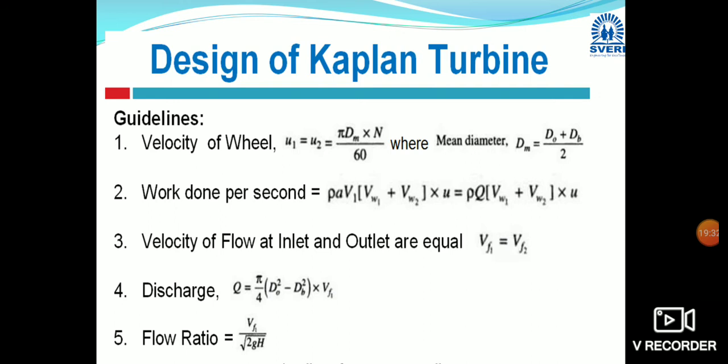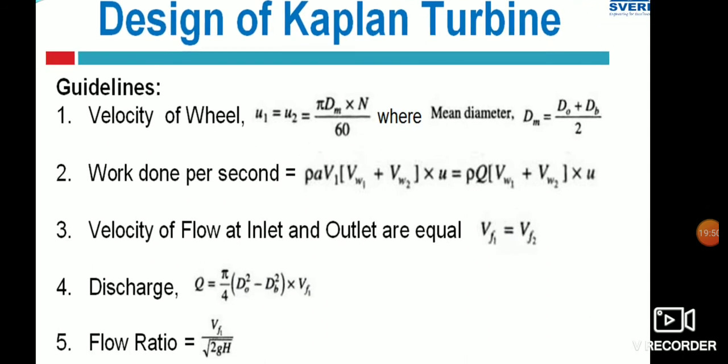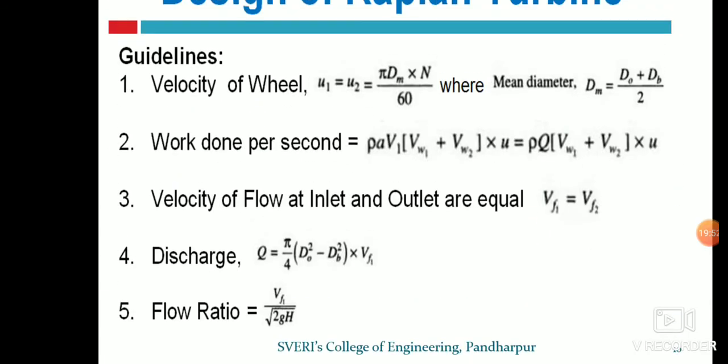But only for the Francis turbine U1 is different and U2 is different. Therefore, as A V1 is equal to Q, it will become rho Q into (Vw1 plus Vw2) into U. And the velocity of flow components are the same in the case of the Kaplan turbine: Vf1 is equal to Vf2. The discharge is going to be through the difference between the area of the runner and the area of the hub. Therefore discharge Q is equal to pi by 4 into (D_o square minus D_b square) into Vf1.